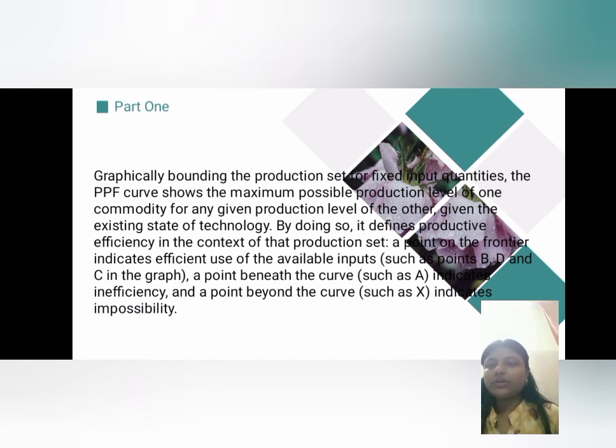A point on the frontier indicates efficient use of available inputs, such as points B, D, and C in the graph. A point beneath the curve, such as A, indicates inefficiency, and a point beyond the curve, such as X, indicates impossibility.